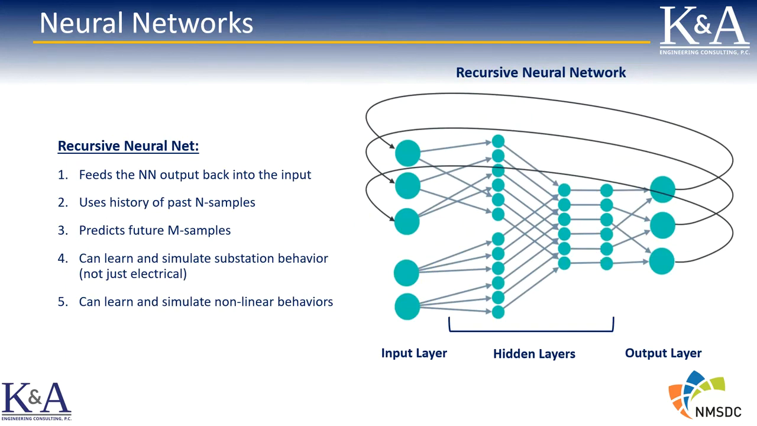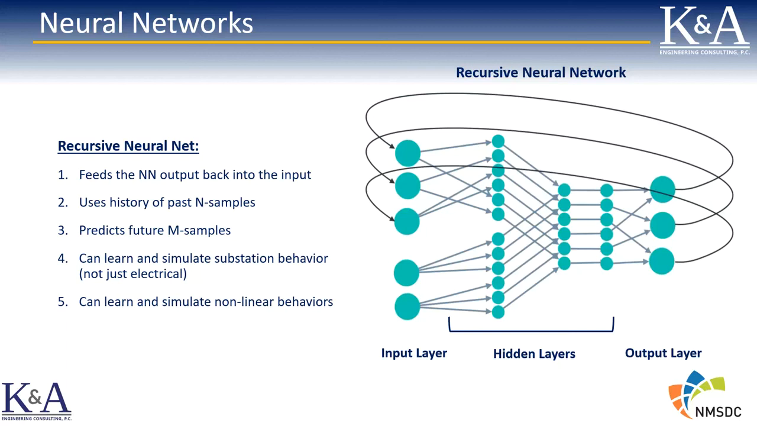So for a predictive network, what we want for the substation simulator is to feed it a number of time samples for every quantity that we're monitoring in the substation. Let's say we're sampling every millisecond. We want to feed it 5 milliseconds worth of time samples, and then predict what the 6th time sample should be. We use a recursive neural network to do that, where we feed the output of the network back into the input.